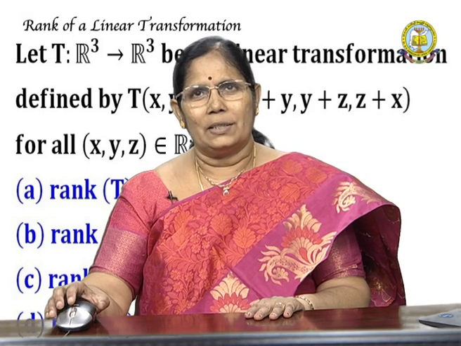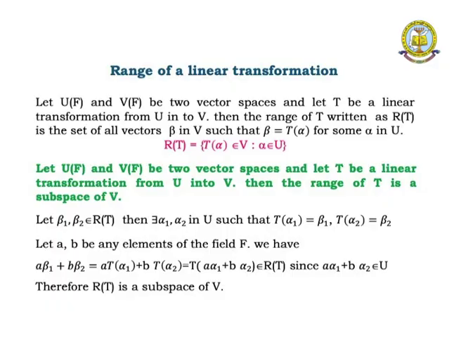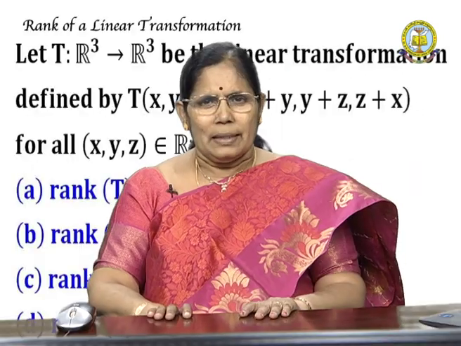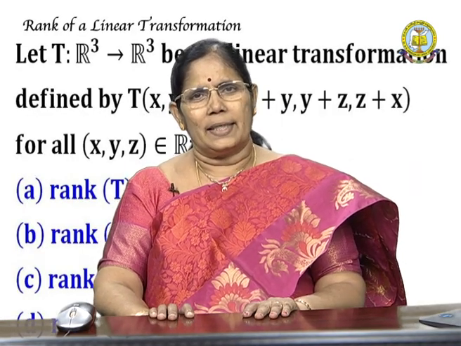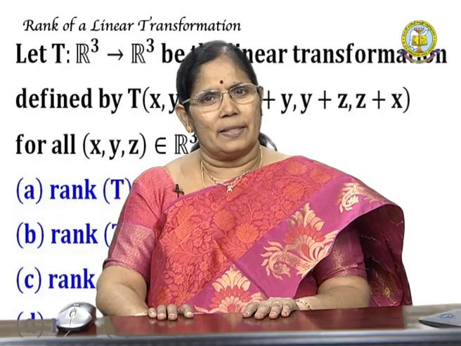Now, coming to range of linear transformation. If U and V are any two vector spaces and T is a linear transformation from U into V, then the range of T is the set of all images of elements in the vector space U, which we write as range of T equals T of alpha belongs to V such that alpha belongs to U. That means, when T is a function from U to V, the image set T of U is a subset of V.